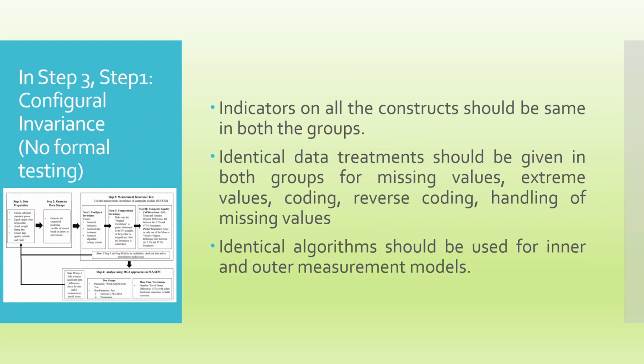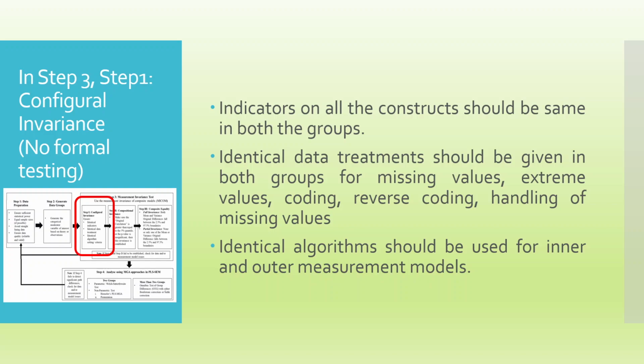We will talk about the first one. Step 1, configural invariance. Steps 1 and 2 we have already completed. We don't have any formal testing for this in SmartPLS. The researcher has to take the decision. Make sure that the indicators on all the constructs are the same in both the groups. We have created two groups, male and female. The model should remain the same and the constructs should remain the same, and in each construct all the latent variables should remain the same.